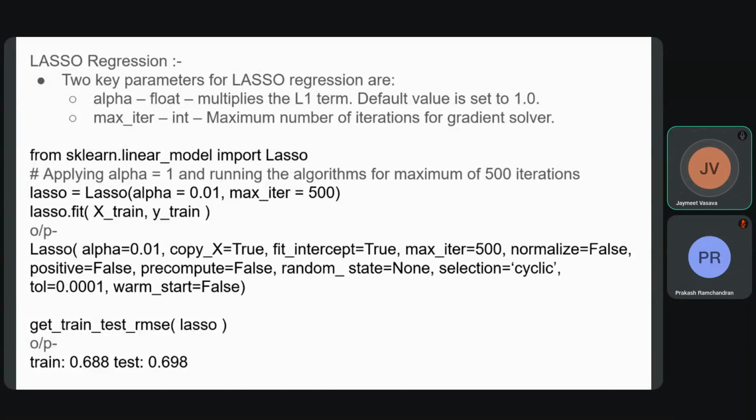Similarly, using scikit-learn's linear model to import Lasso, then using Lasso for our X and Y's train split, and using the Lasso on the alpha value of 0.01, and passing that model to the get train test RMSE method that we created, which is our custom method. The values that we get are 0.688 for train and 0.698 for test.